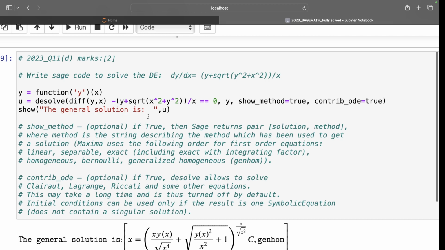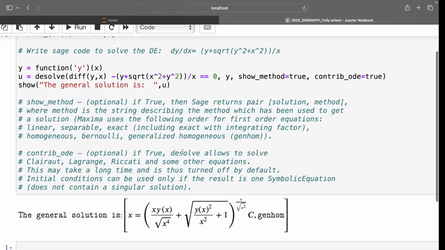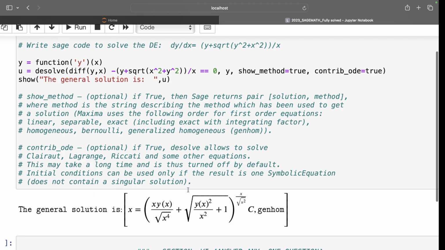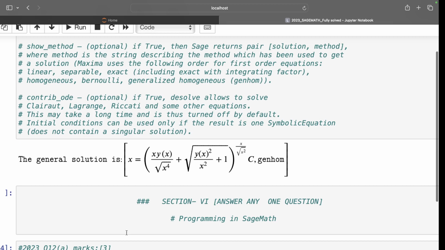So the general solution of this is y equal to this, and the solution x equal to this general homogeneous solution, including linear, separable, exact, integrating factor, homogeneous, Bernoulli, and generalized homogeneous. That's the general homogeneous solution. And this is the next question section, part 6.